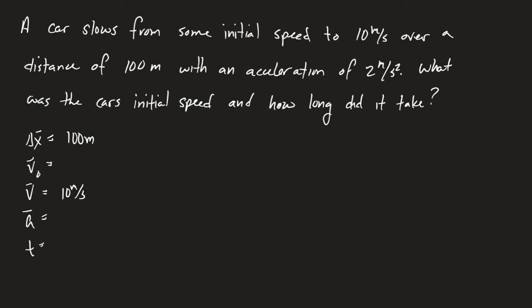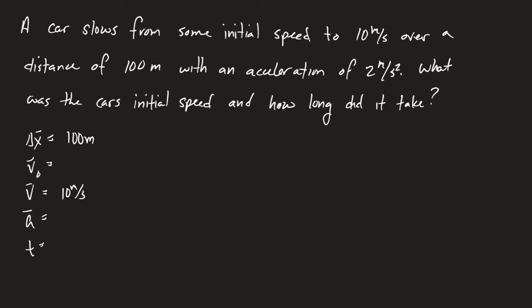Now, this problem does require some context clues in order for you to be successful. I indicated that the final velocity was 10 meters per second. I also indicated that the car traveled 100 meters. Whether intentionally or unintentionally, I made those numbers positive.